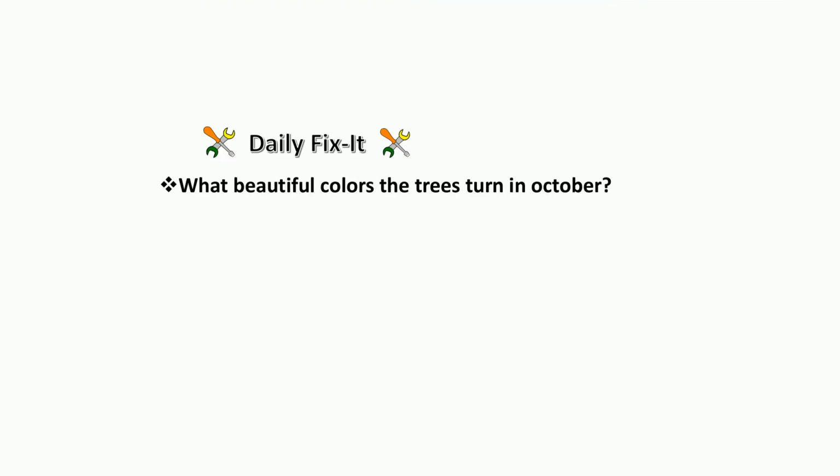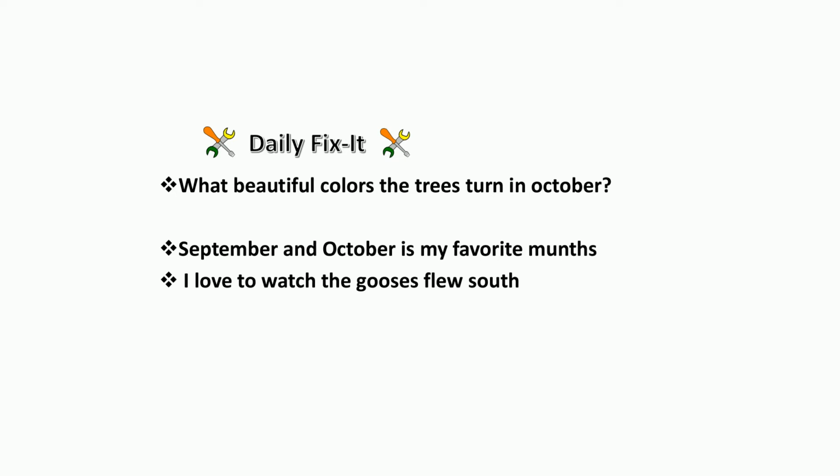Let's fix this one, and then we'll move on. What beautiful colors the trees turn in October? So there's something wrong with this sentence, and we need to fix it as we move on. And we're gonna see where is the mistake. Then, September and October is my favorite month. What is wrong with this sentence as well? We're gonna fix it up. Then the last one, I love to watch the gooses flew south. What is wrong with this one also? But basically, as usual, I'll do the first one for you.